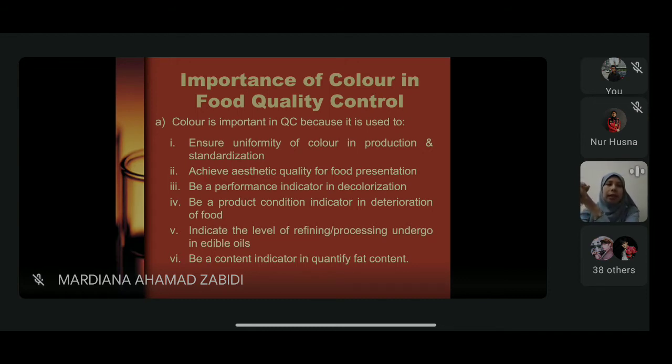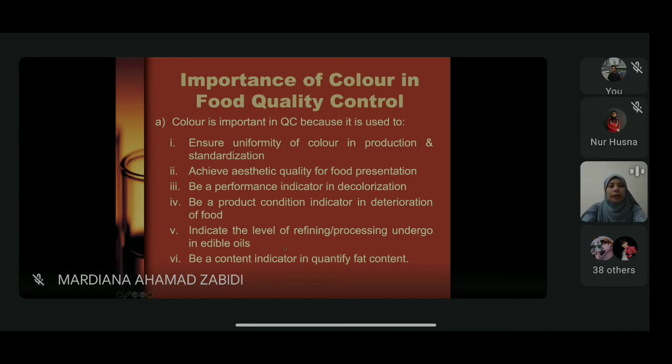Initially, if you encounter cooking oil, especially palm oil, it has several colors. For example, red palm oil has a red color. And then the normal cooking oil that we have in the market has already been decolorized. And then product condition indicator, in deterioration of food. If the product is being processed or stored, color measurement can be an indicator of the deterioration process of that product.